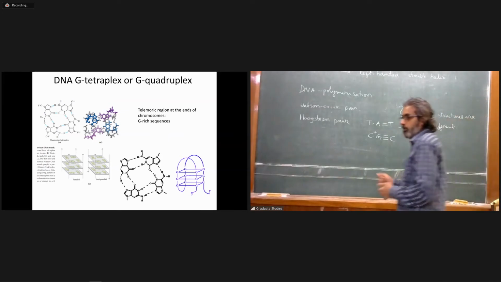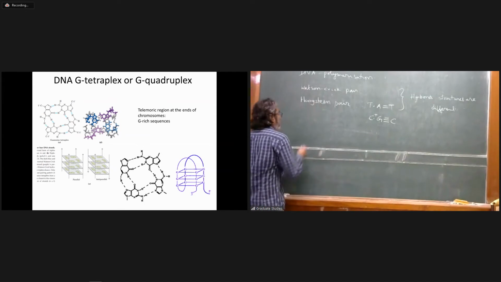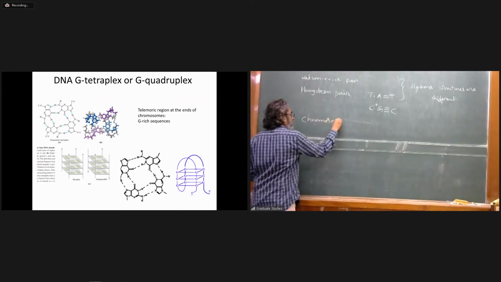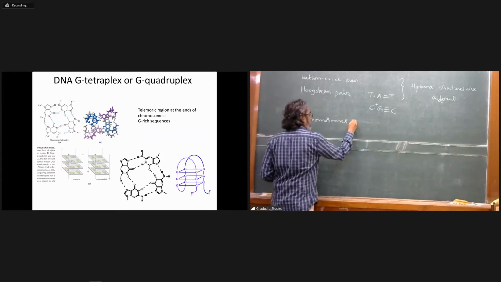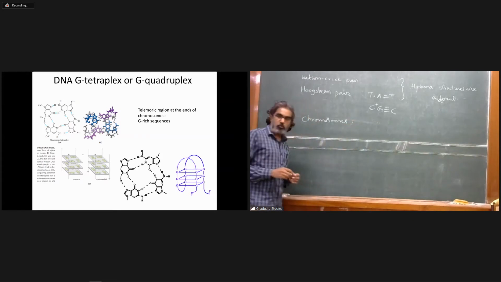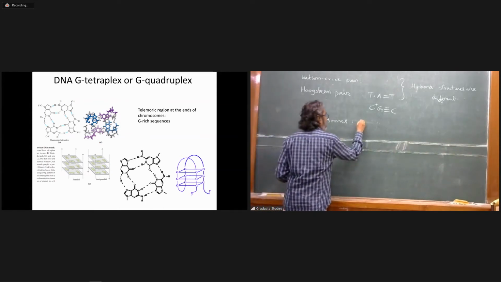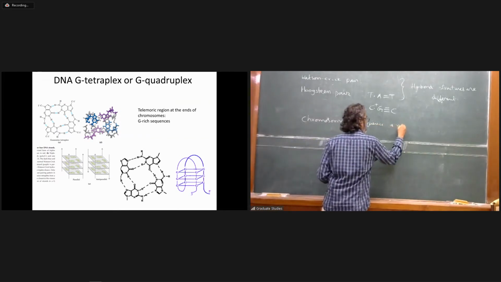Interestingly, in chromosomes, where our DNA material is saved inside the nucleus along with, of course, a lot of proteins, if you move towards the end of the chromosomes, the sequence is actually not random anymore. It's not random.